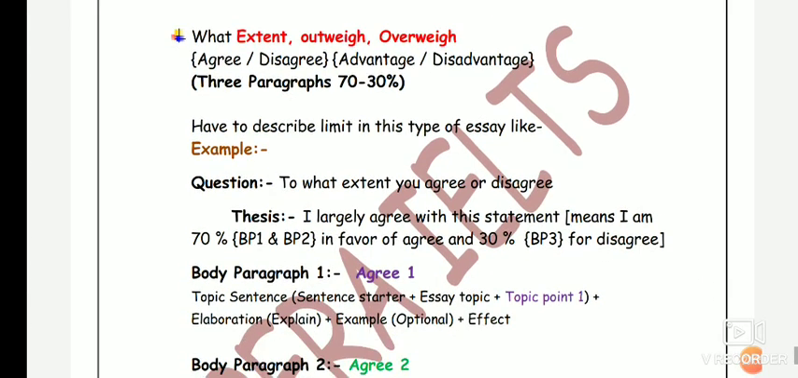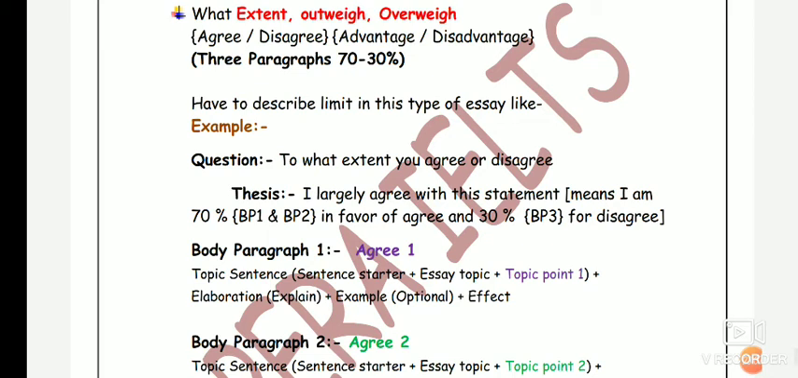For example, see, I have written a particular example for this category. First of all, coming to the question, to what extent do you agree or disagree, they are asking about the limit, to what limit do you agree or disagree. If we are going in favor of agree, you can say that I largely agree. It is a limit and we can describe the limit: I largely agree with this statement, which means 70%, and for that we have to describe BP1 and BP2 for this 70% agree part.